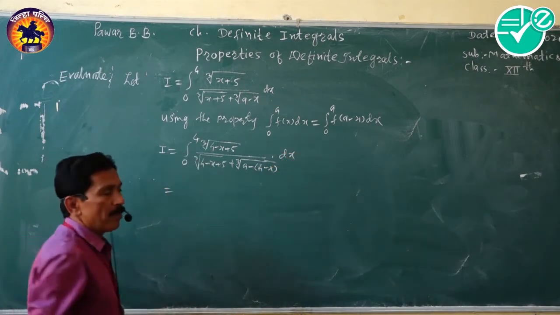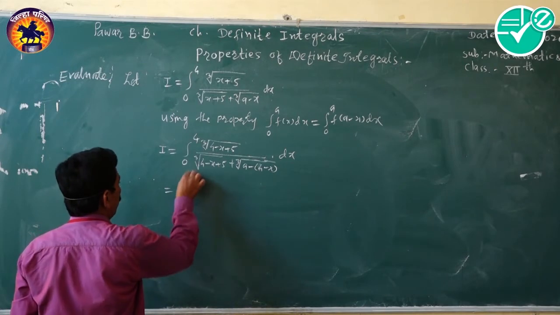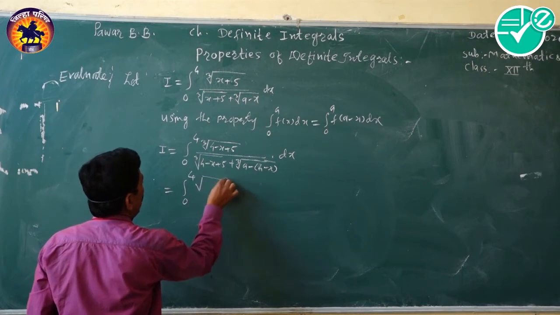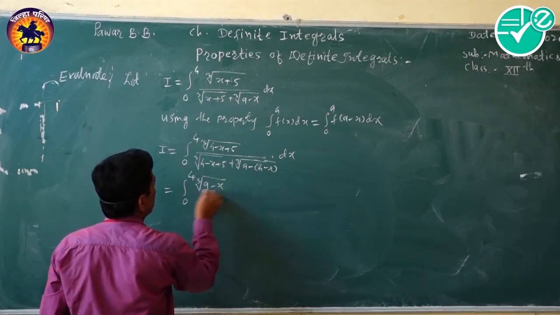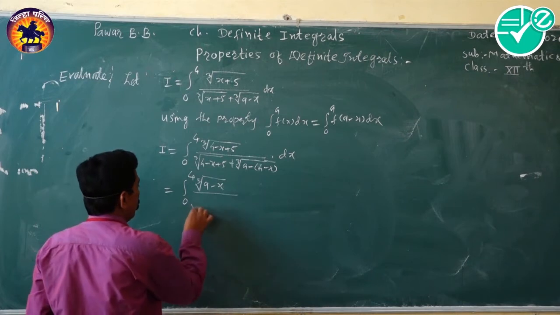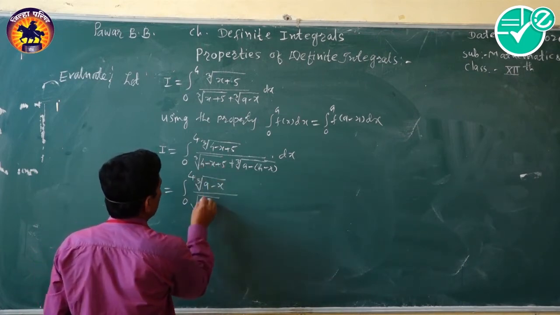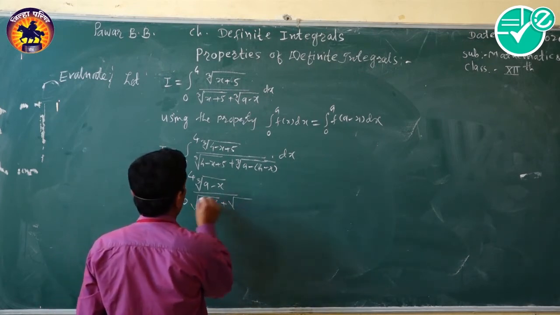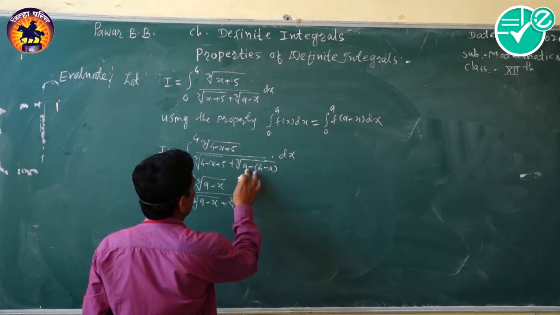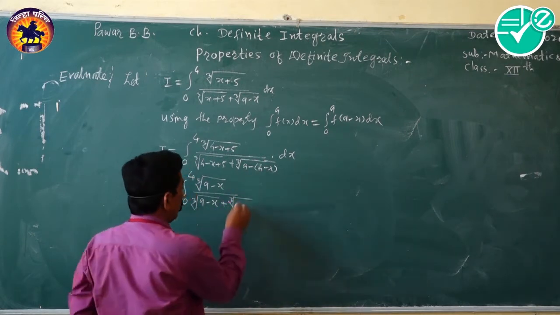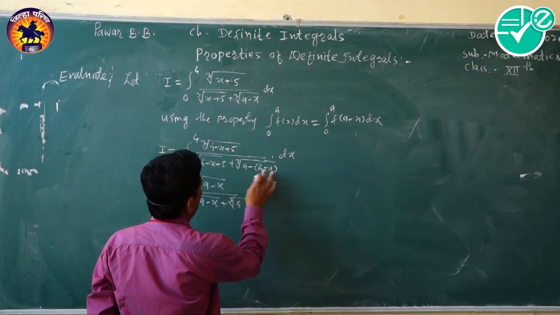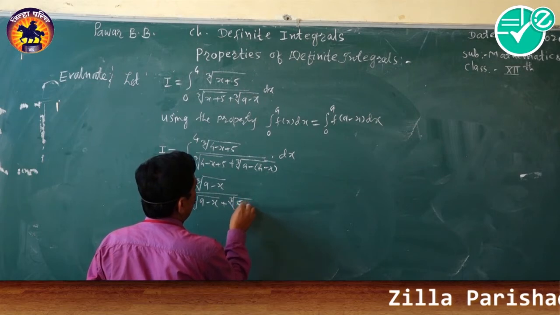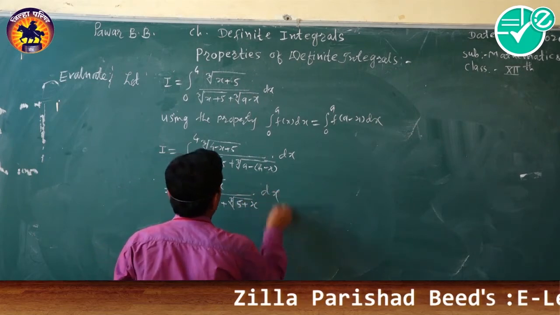This is equal to integration from 0 to 4, as it is, that is 4 plus 5, it is 9, cube root of 9 minus x divided by cube root of this 9 minus x plus cube root of this 9 minus 4, it is 5, and minus minus plus x, that is we can write 5 plus x dx.